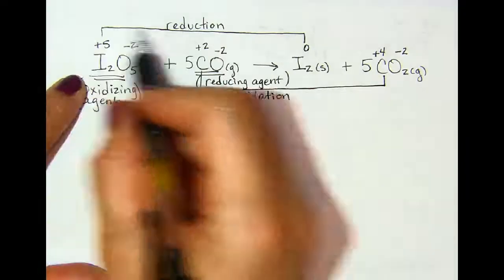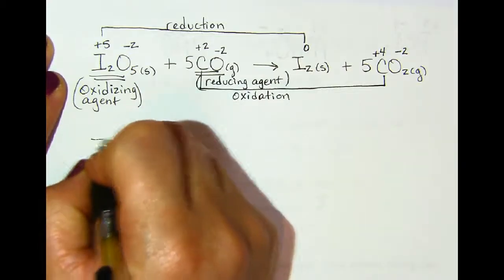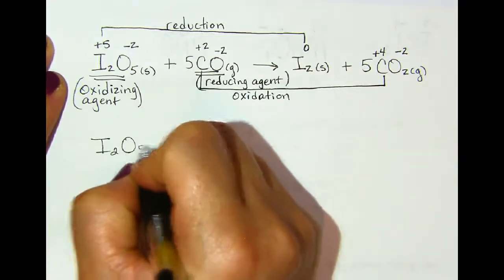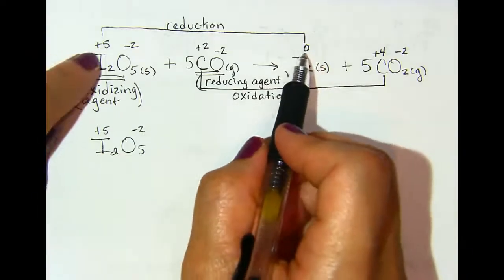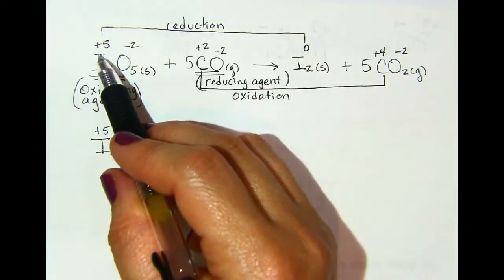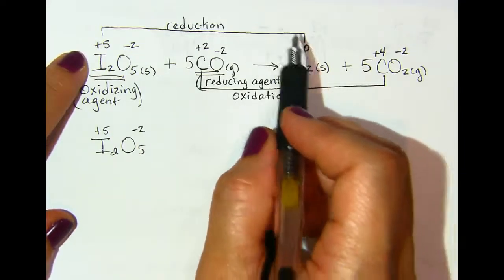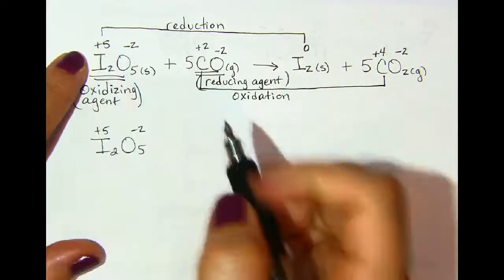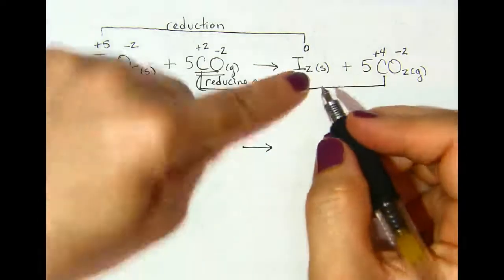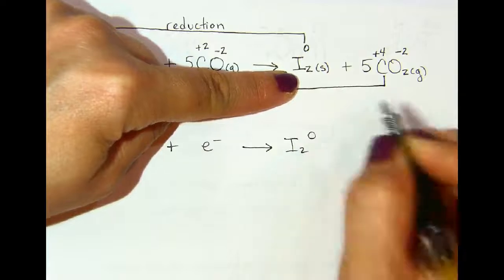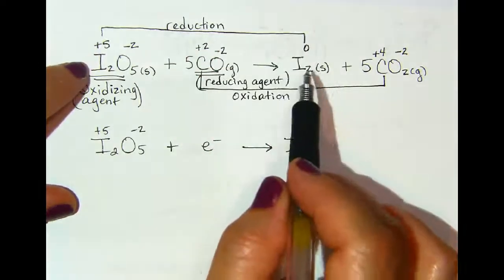So here, the I2O5 reduced to I2 0, and so I'm going to write I2O5 with plus 5 and minus 2. Notice that the plus 5 is a larger or higher oxidation number than 0. And so as a trick, you're always going to add electrons to the higher oxidation number. So I'm going to put plus electrons yields, and we're going to yield the I2 0.